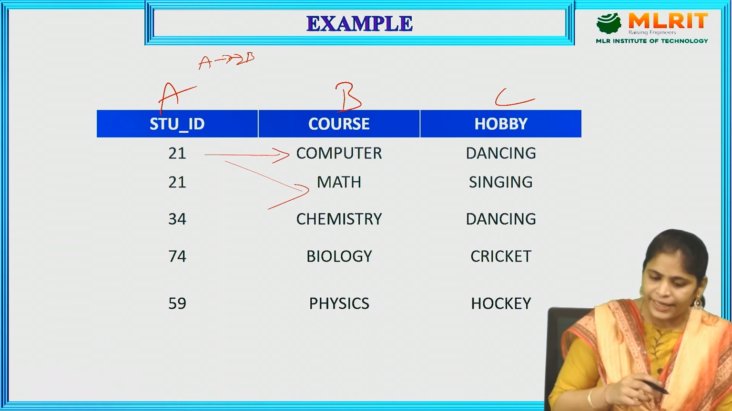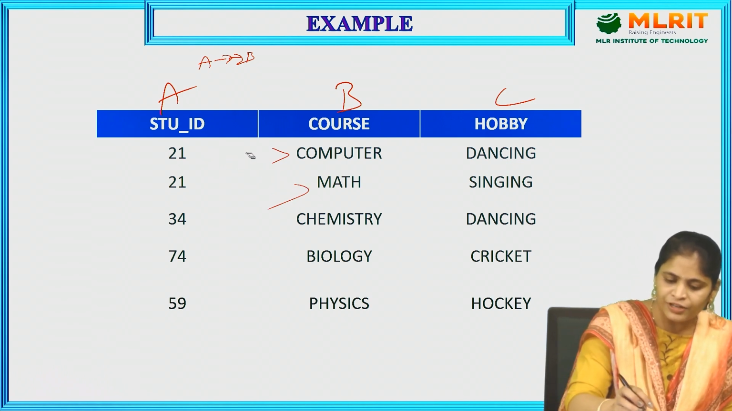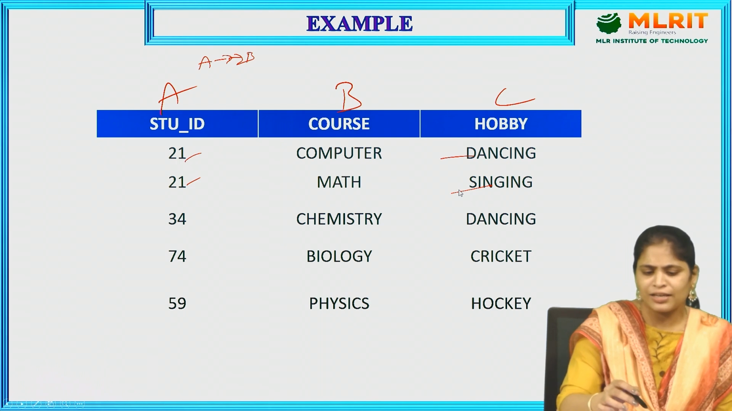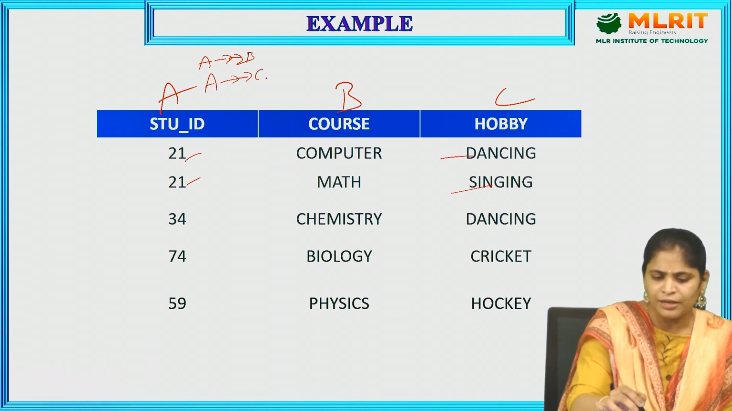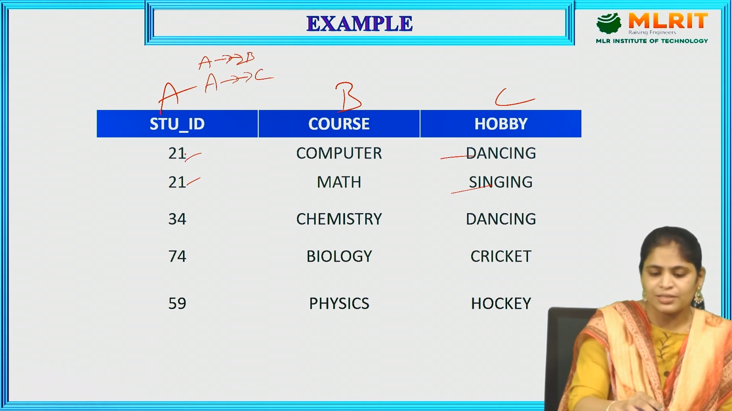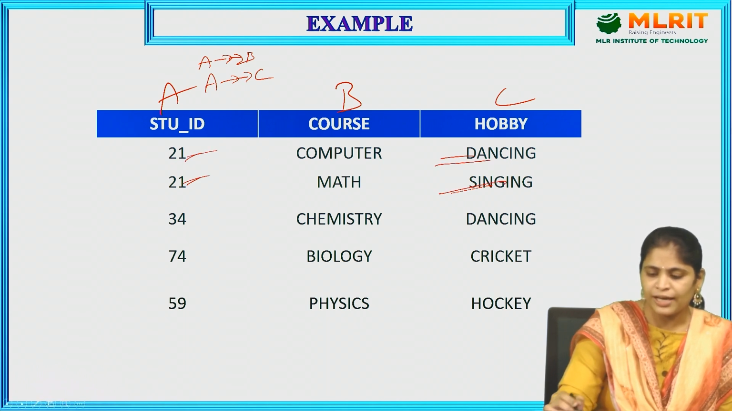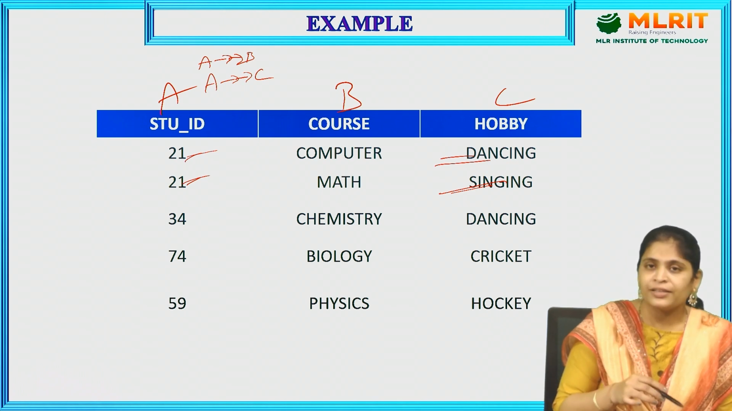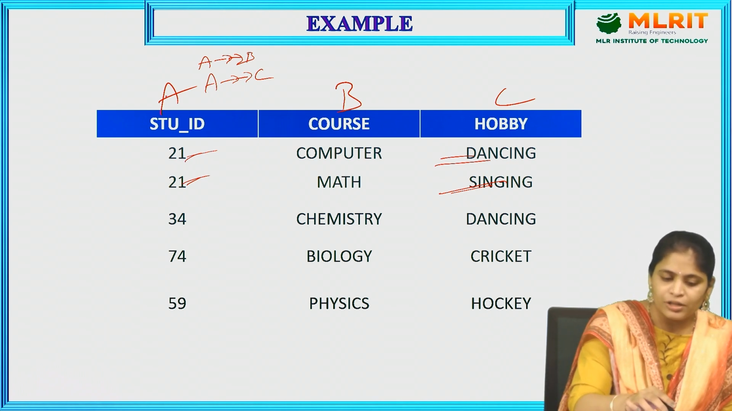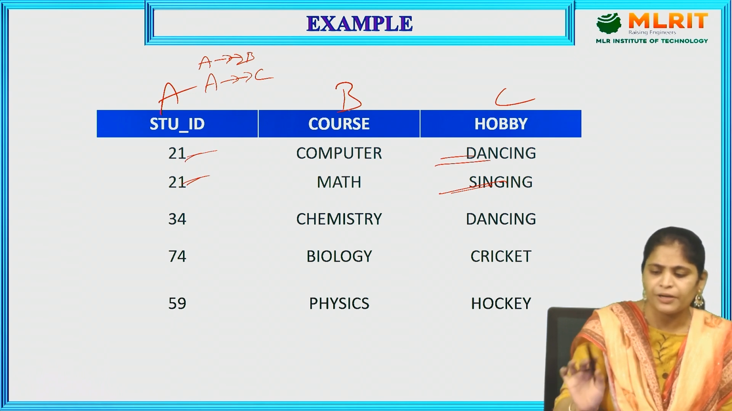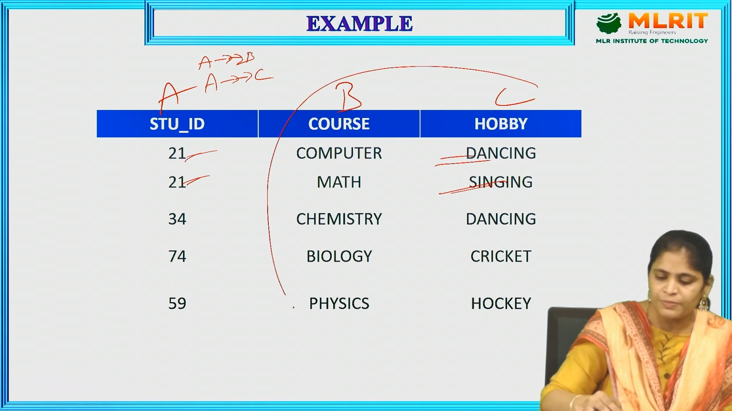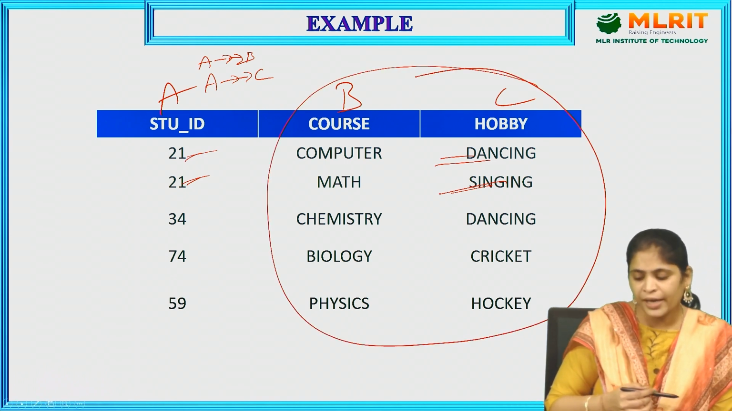Again, we can define one more dependency also. The same student has 2 hobbies, dancing and singing. So A is multi-dependent on C also. Why? Because the same student has the hobby dancing and the same student has the hobby singing. And the third point: if this one is dependent on A and this one is dependent on A, then the rest of the columns, the RHS, these 2 columns must be independent of each other.